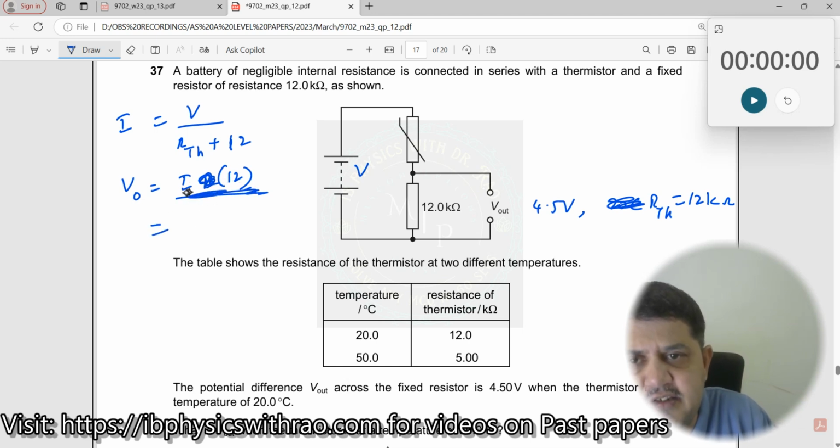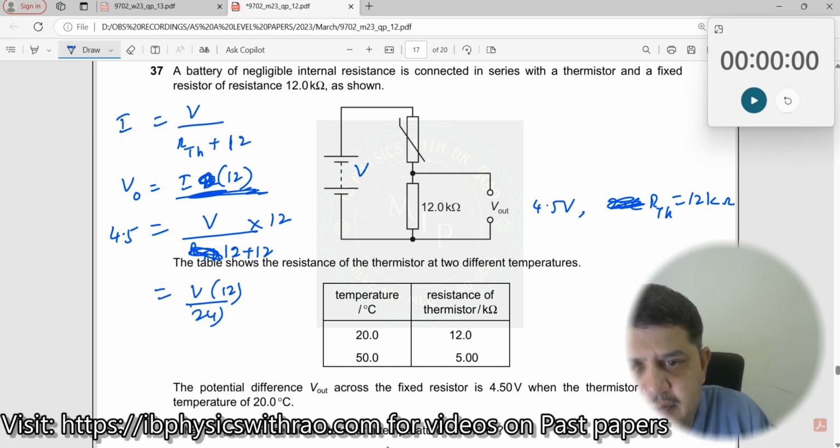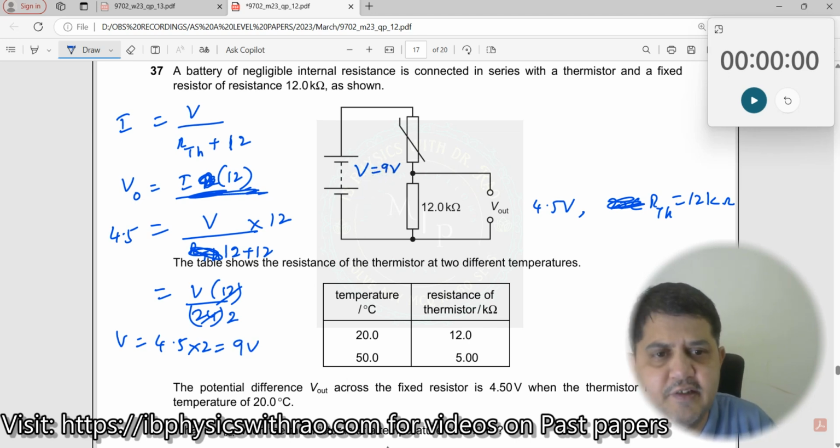Instead of I, since I do not know I, I'll write V divided by RTH plus 12, multiplied by 12. At 20 degrees centigrade, V out is 4.5, and RTH is 12K, so 4.5 equals V over 12 plus 12, multiplied by 12. That 12 is the fixed resistor, substituted in place of I. So this is V into 12 divided by 24, which means V equals 4.5 multiplied by 2, which is 9 volt. This value is not going to change; it always remains the same.